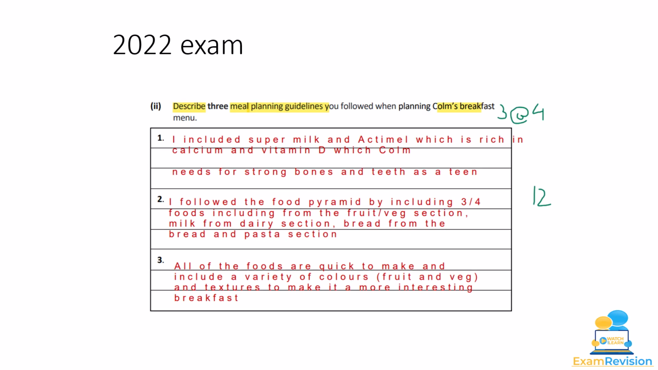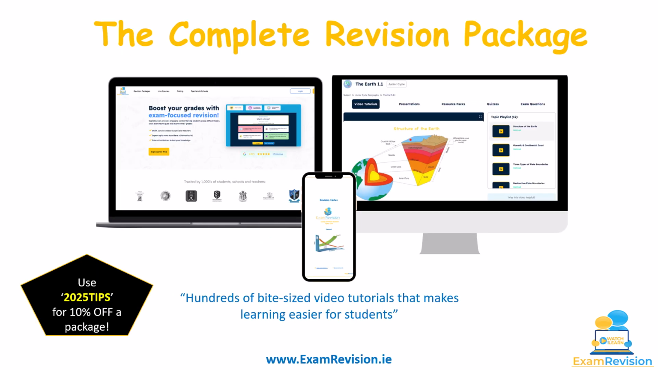Also, linking back then your meal planning guidelines, these should always link back to the particular menu that you've just answered. So here's a sample answer here. In this case, again, you're using the SEE, you're stating, you're explaining, you're giving examples. So meal planning guidelines is something that you should be learning off.